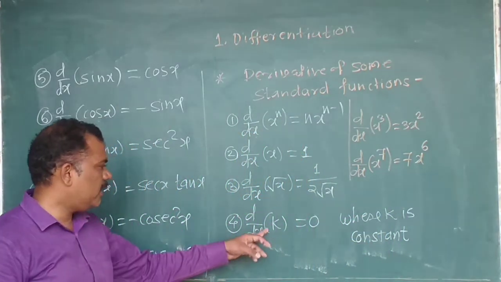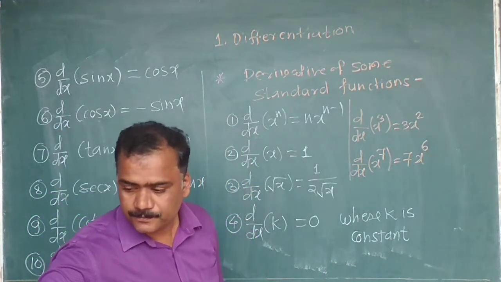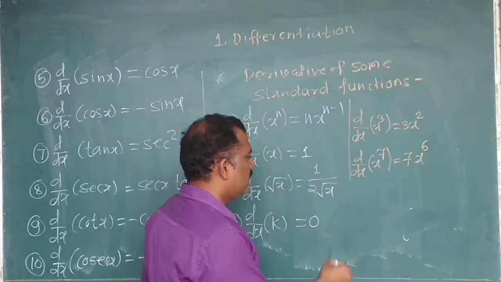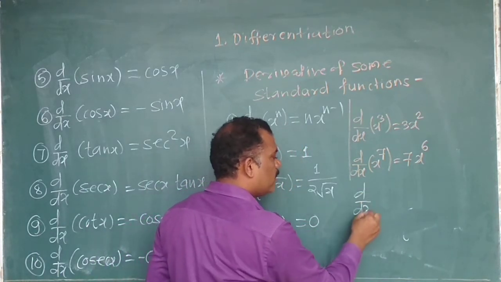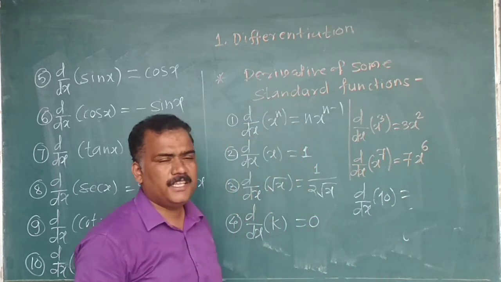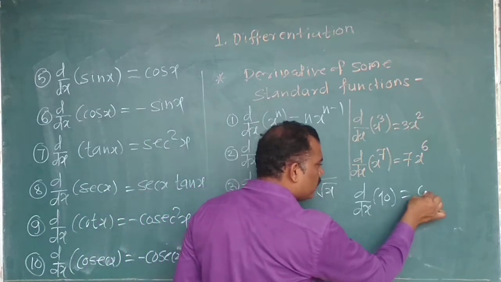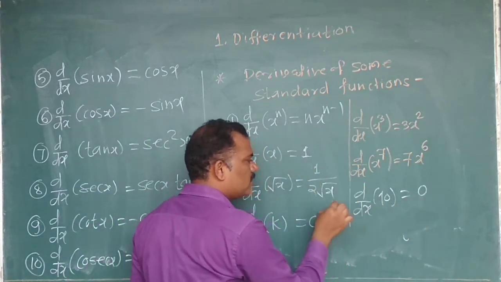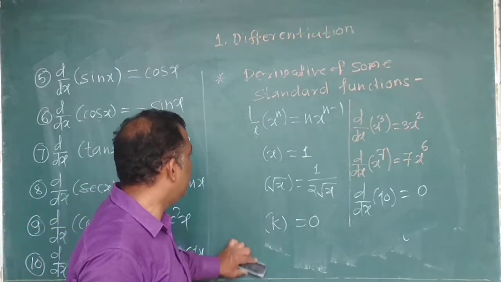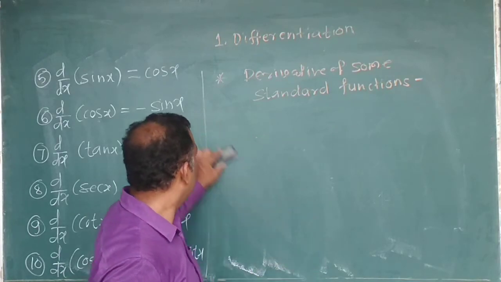Now the derivative of constant functions. Suppose we take the example d dx of 10. Here 10 is a constant. d dx of 10, where 10 is a constant, its derivative is 0 because it is a constant function. Afterwards, we have to discuss the derivatives of logarithmic and exponential functions.